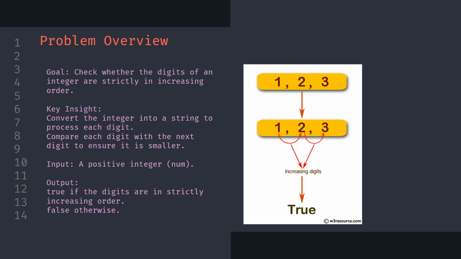The problem is to check if the digits of a number follow a strictly increasing order. For example, in 123, each digit is smaller than the next. In 1223, the sequence breaks because 2 is not less than 2. In 45,677, the sequence breaks because 7 is not less than 7.